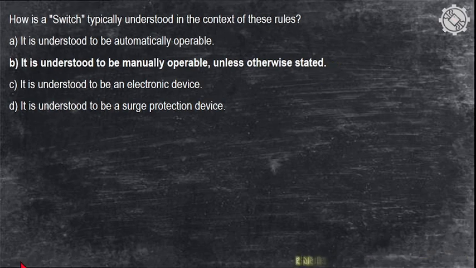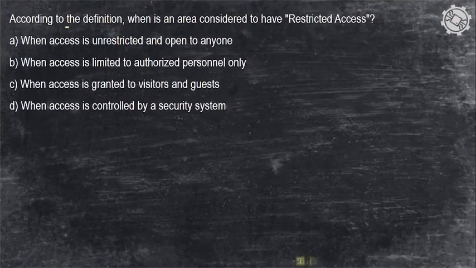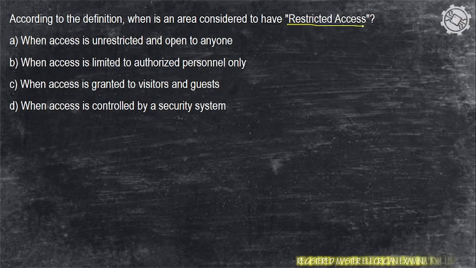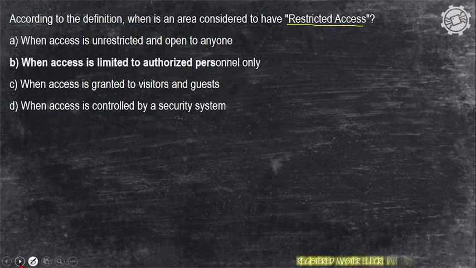Okay, next. According to the definition, when is an area considered to have restricted access? Kailan nagiging restricted access yung area? With respect to the Philippine Electrical Code Part 2. The correct answer is letter B, when access is limited to authorized personnel only.